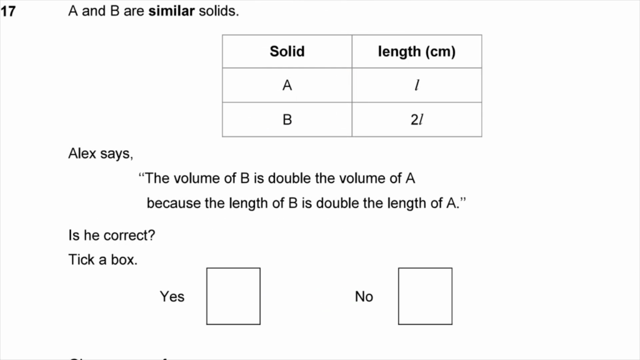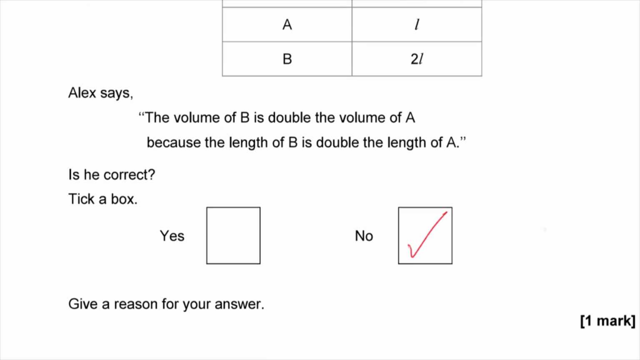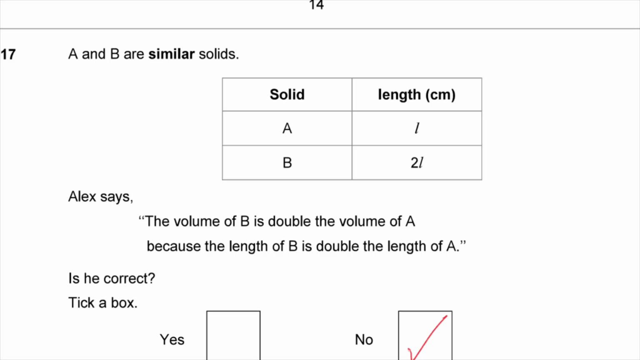Question 17. A and B are similar solids. Solid A is of length L and solid B is of length 2L. Alex says the volume of B is double the volume of A because the length of B is double the length of A. Is he correct? No, he's made a classic error there. That is not correct. Similar in mathematics has a particular meaning. It means one is the exact enlargement of the other.